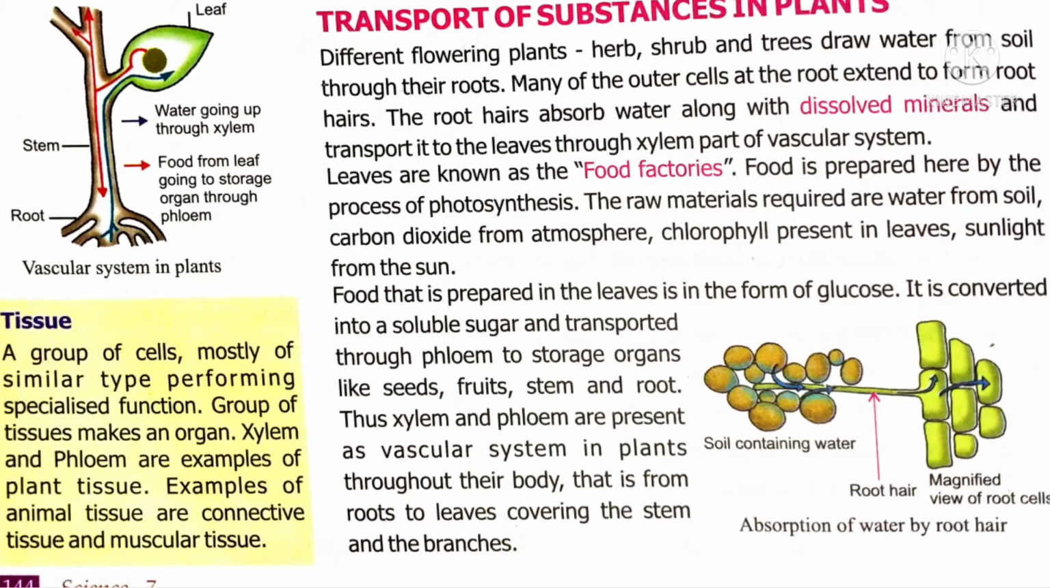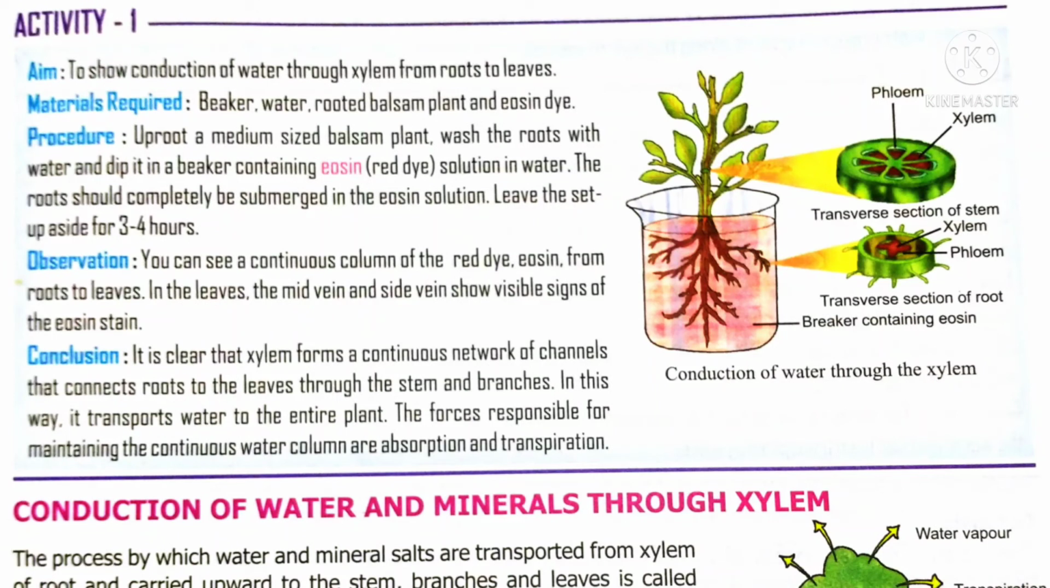Now let us move on to activity 1, which is to show conduction of water through xylem from roots to leaves. For this, the materials required are a beaker, water, a rooted balsam plant and eosin dye. Eosin is a red colored dye which is used for showing this transportation of water through the root. Now you have to uproot a medium sized balsam plant. Along with the root, take the balsam plant, wash the root well and put it in the water.